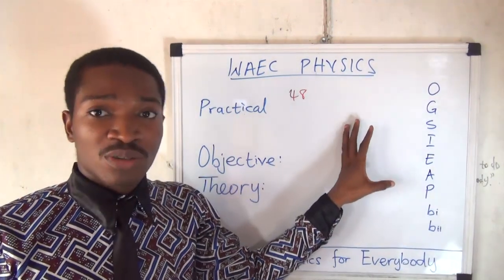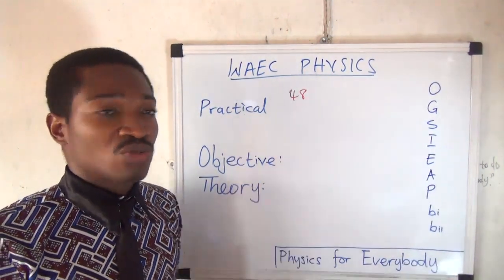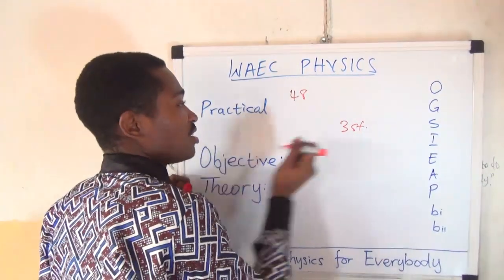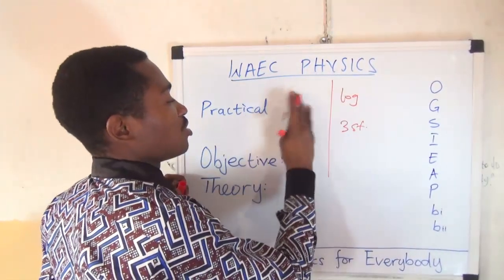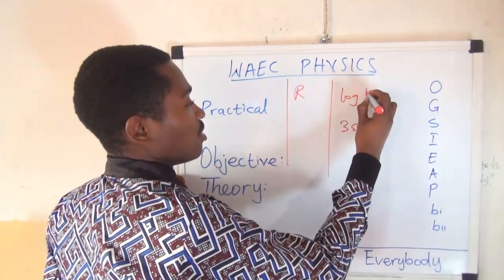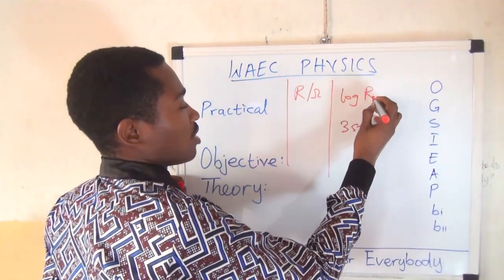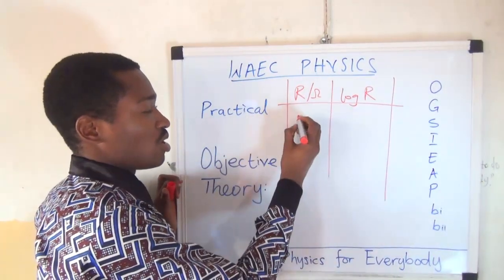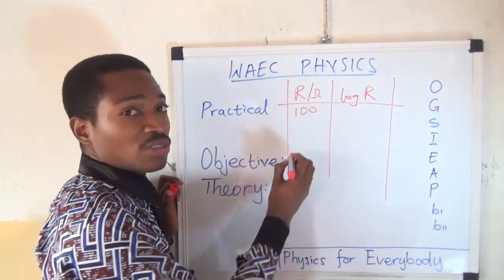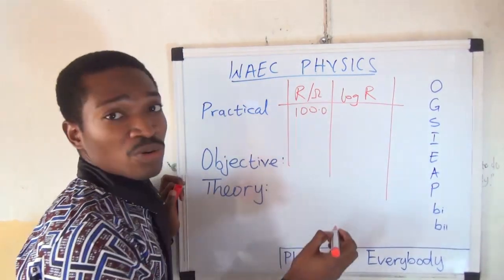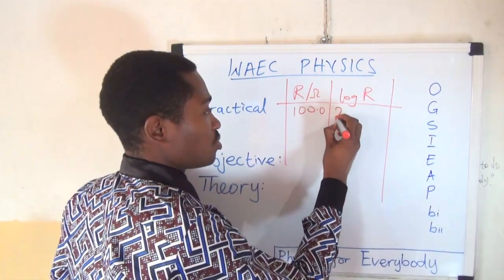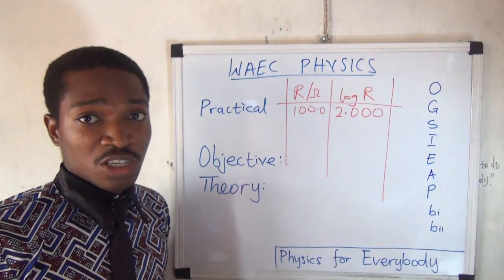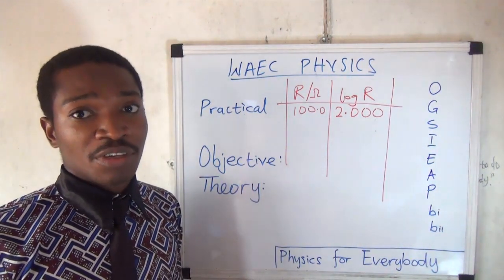If on your table there's a particular number that involves logarithm, write it to at least 3 significant figures, not less than 3 significant figures. For example, in your table, you have R, then log R. R in ohm, then log R. When you take logarithm, you don't need SI units. Let's assume your R is 100.0. If you are taking the logarithm, it must be 2.000, okay? It must be to at least 3 significant figures.